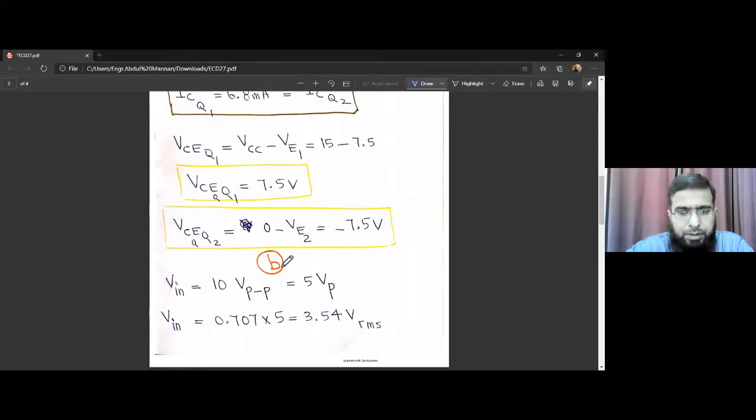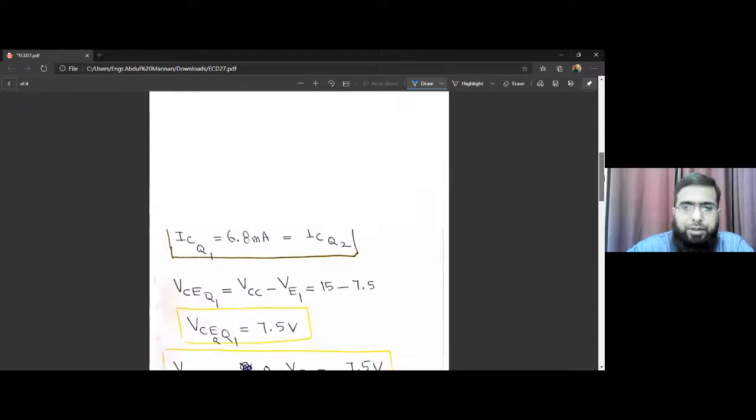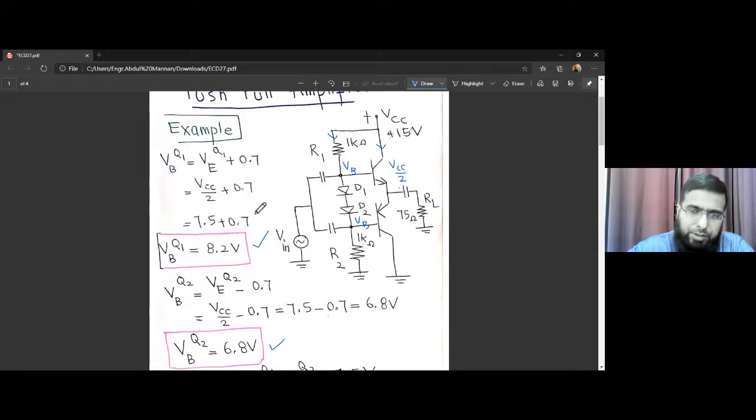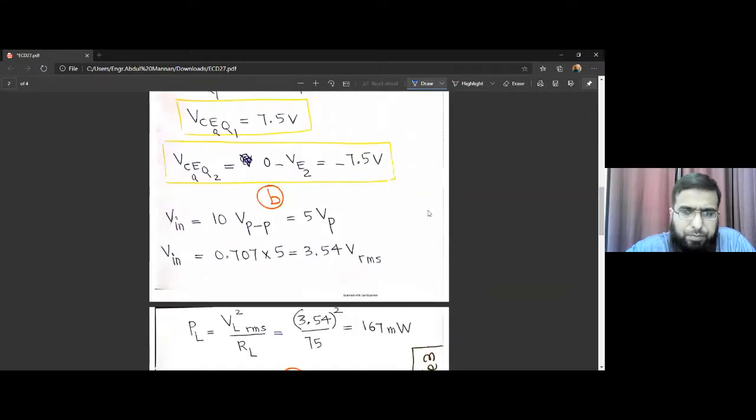In the second part, we are given that Vin is 10 volts peak to peak. What would be the peak voltage? It will be half of the peak to peak voltage, so 5 volts peak. And what will be the RMS? Computing the RMS voltage first: 10 volts peak to peak means 5 volts peak, and multiplying by 0.707, it comes out to be 3.54 volts RMS.